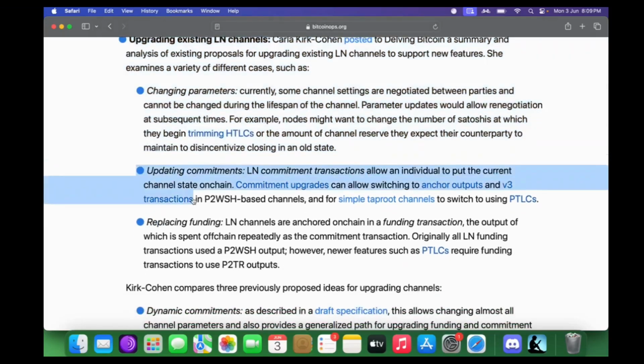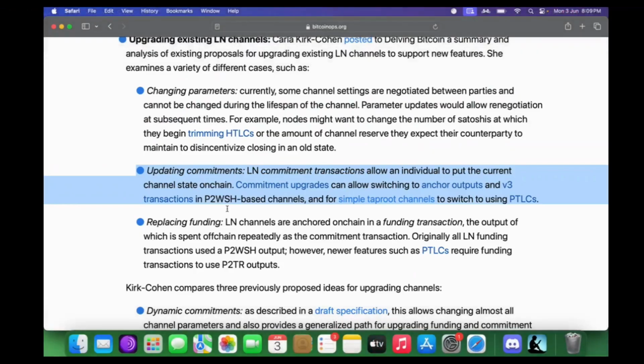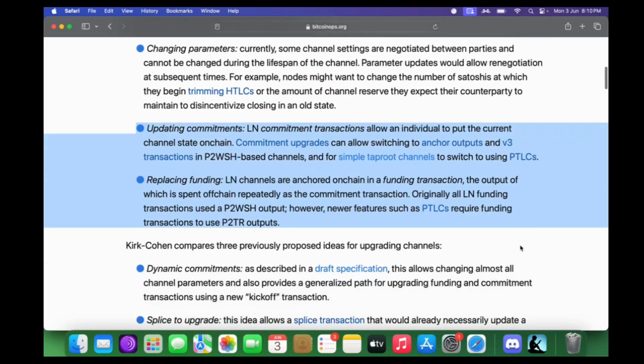Updating commitments. LN commitment transactions allow an individual to put the current channel state on-chain. Commitment upgrades can allow switching to anchor outputs and V3 transactions in P2WSH-based channels, and for simple taproot channels to switch to using PTLCs. Replacing funding. LN channels are anchored on-chain in a funding transaction, the output of which is spent off-chain repeatedly as the commitment transaction. Originally, all LN funding transactions used a P2WSH output. However, newer features such as PTLCs require funding transactions to use P2TR outputs.